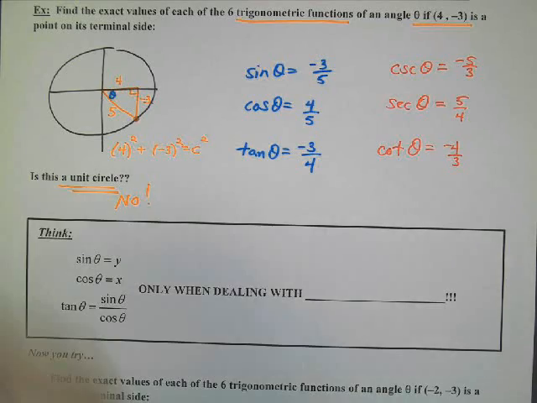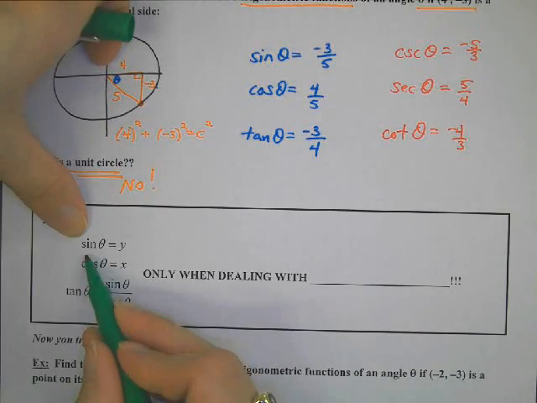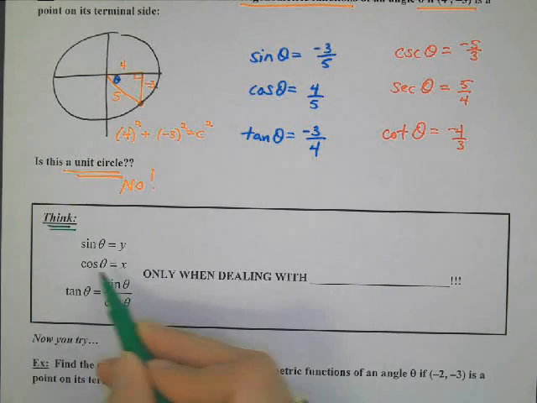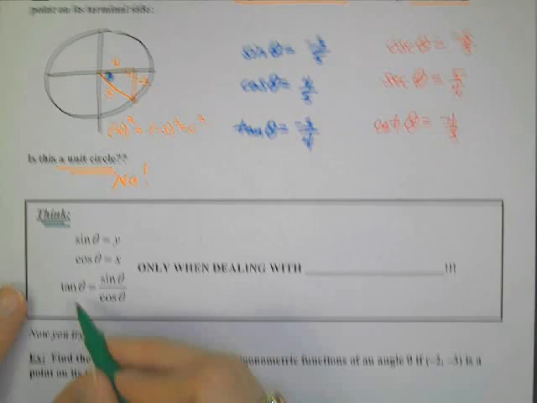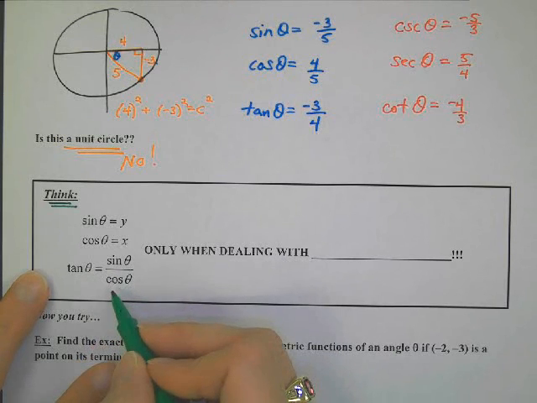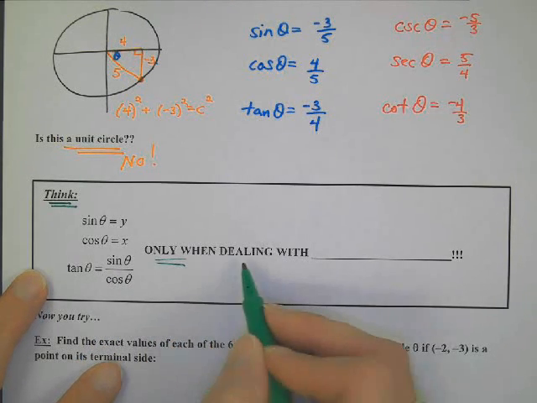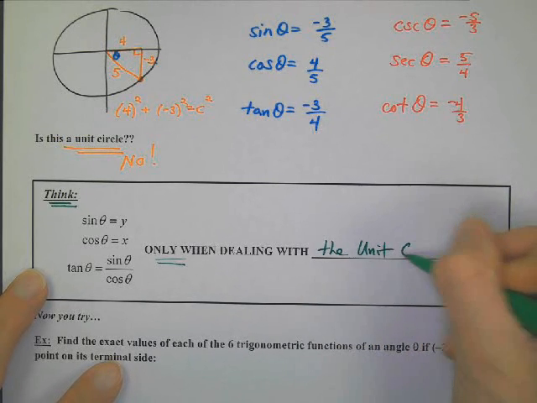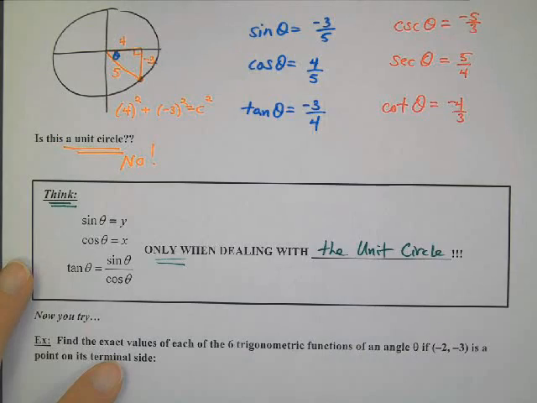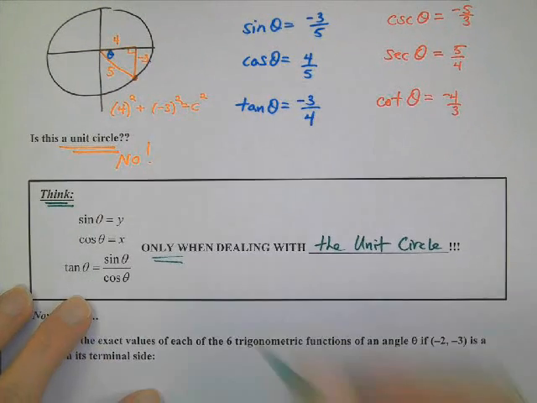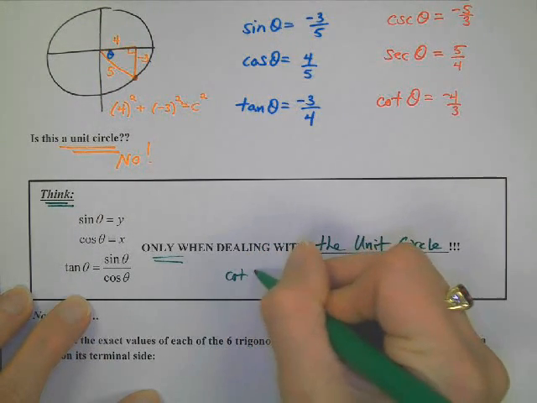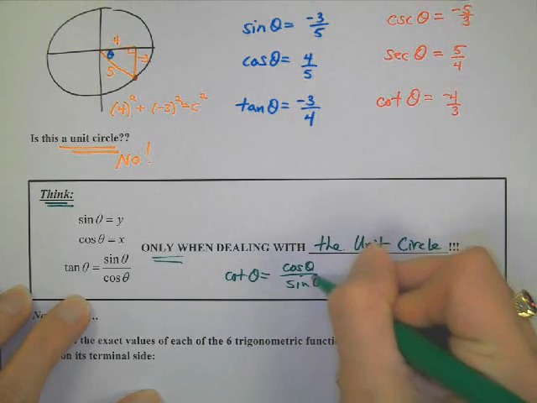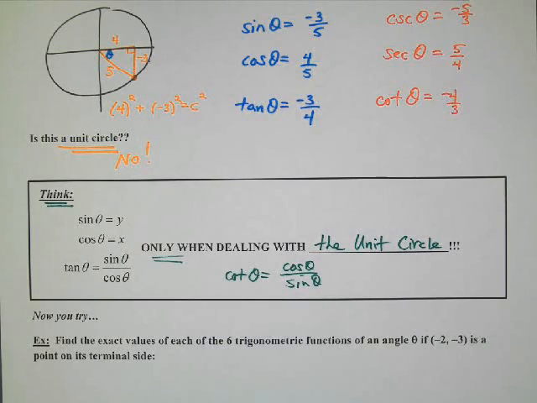So here's just a little note for you. When I say sine, you think y. When I say cosine, you think x. And tangent is sine over cosine, but only when dealing with the unit circle. Only when dealing with the unit circle. We might even want to add on here, cotangent of theta would be cosine over sine. Or the tangent ends are flipped, whatever's easier.